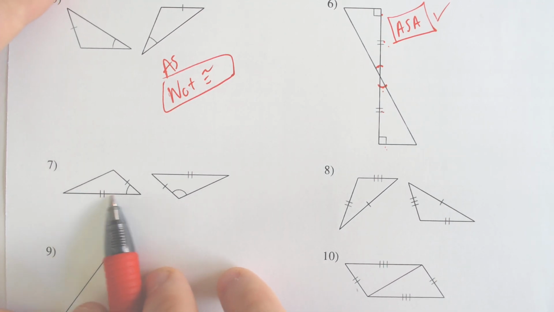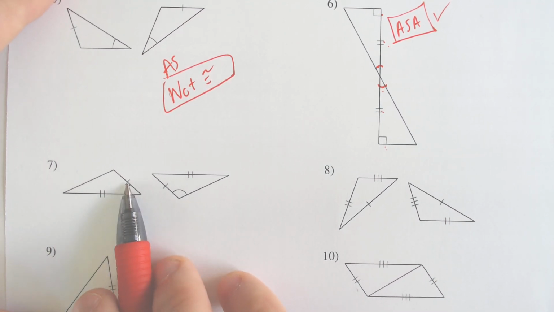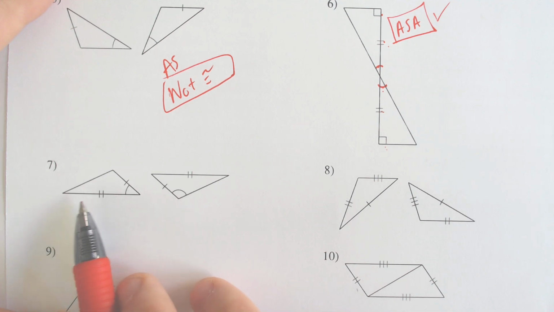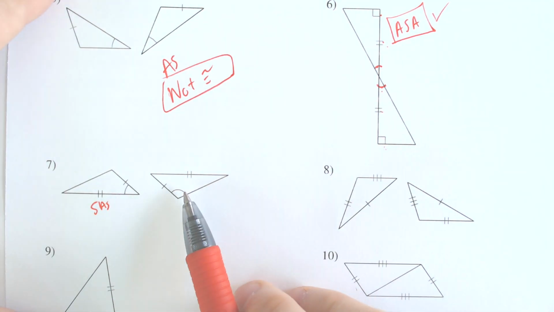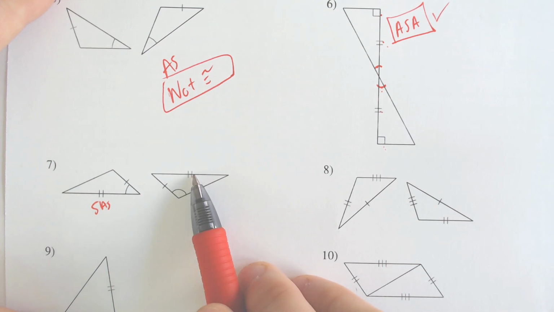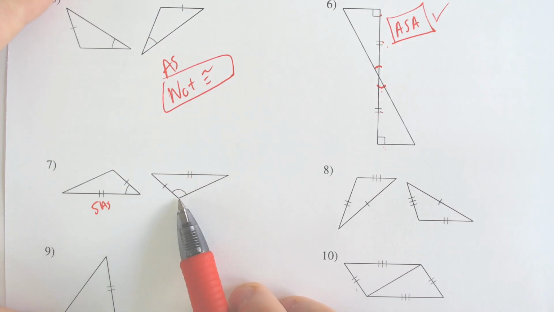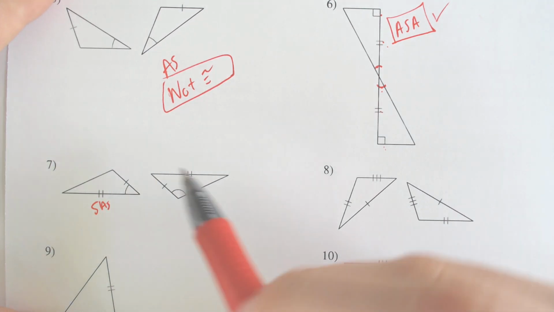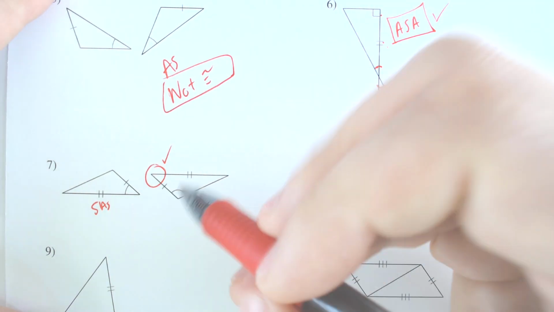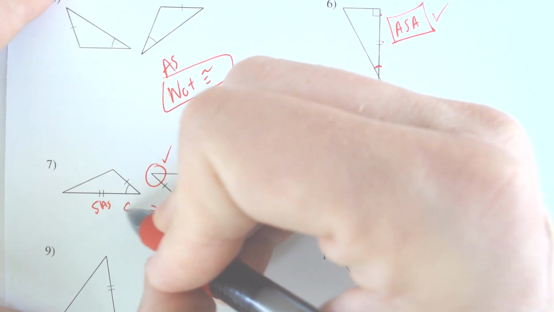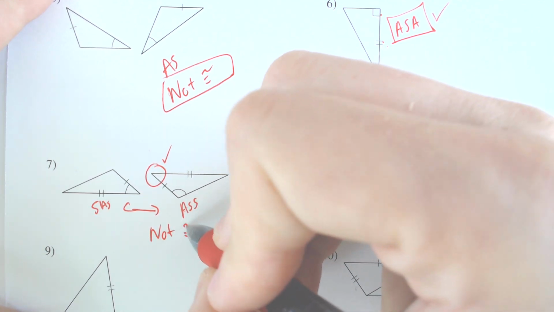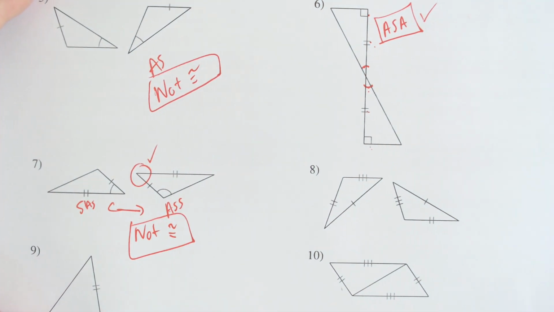We got side, angle in between, side. Starting from kind of like this bottom part here, side, angle in between, side. So this one's side, angle, side. But what about this one? We got a side, and then a side, and then an angle. The angle isn't physically in between. If it was here, we'd be good to go, but it's not. So this one's angle, side, side. Those two don't match up, and if they don't match up, they are not congruent.